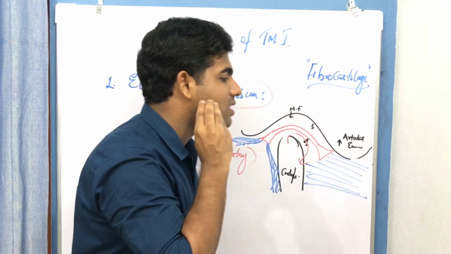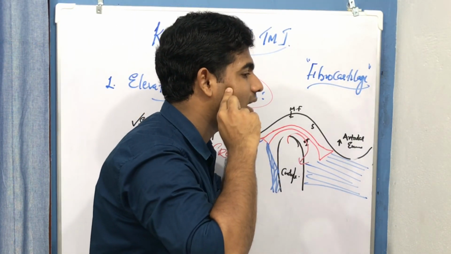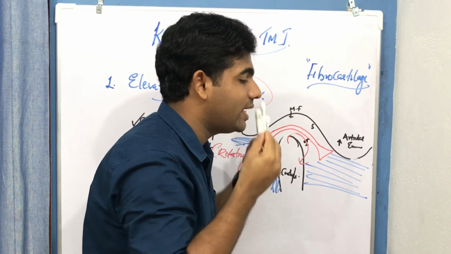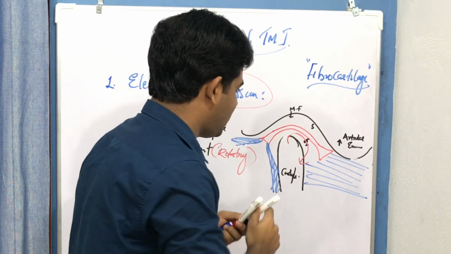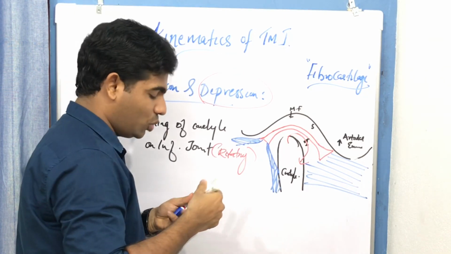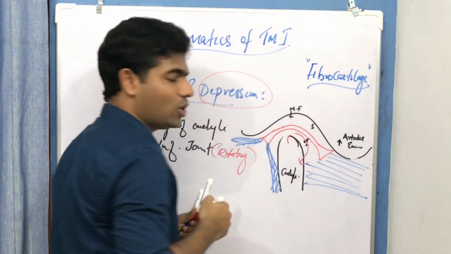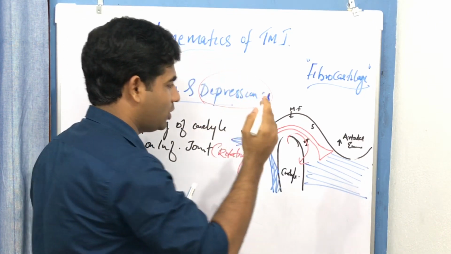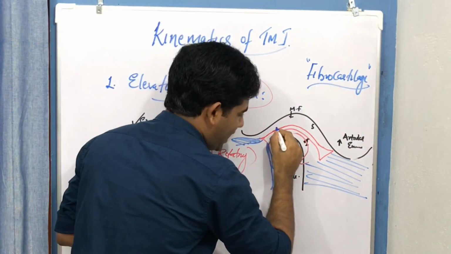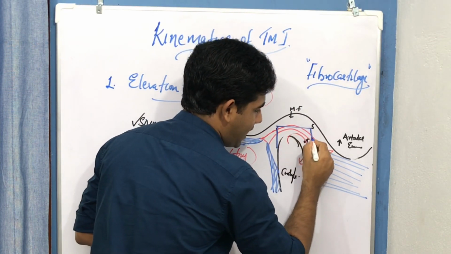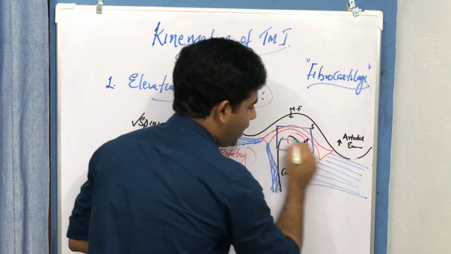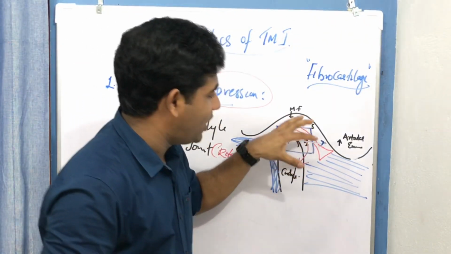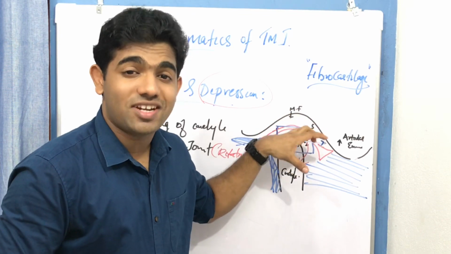Now when this movement happens, it is going to open your mouth. When the mouth is getting opened, immediately the movement will shift on to the superior joint also. What will happen? This entire structure, your disc and your condyle, will go for anterior translation. The disc and the condyle will go for anterior translation.